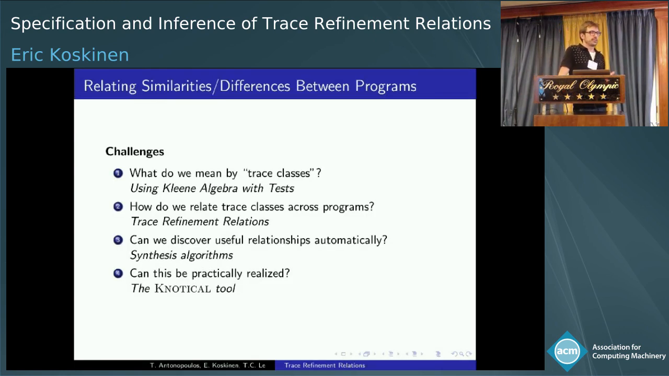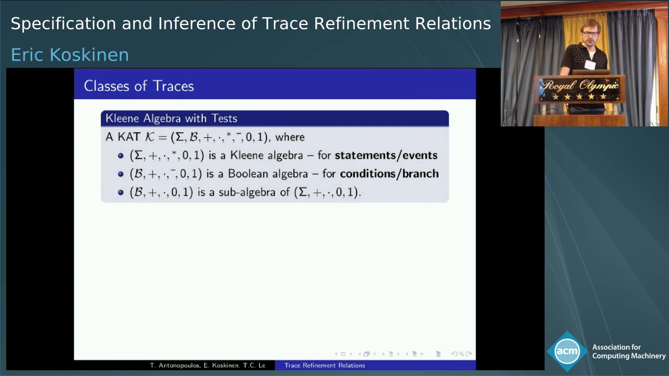Towards this strategy, there's a number of challenges that we need to address. First, I haven't told you at all what a trace class is, and what we're going to describe is a way of representing them using Kleene algebra with tests. Then we will present our formal notion of a trace refinement relation, and then discuss how these can be automated through algorithms and tools. So briefly, Kleene algebra with tests is a convenient amalgamation of Kleene algebra and Boolean algebra.